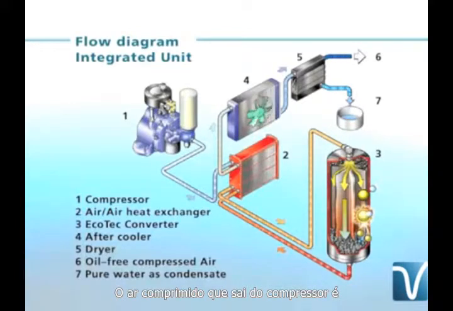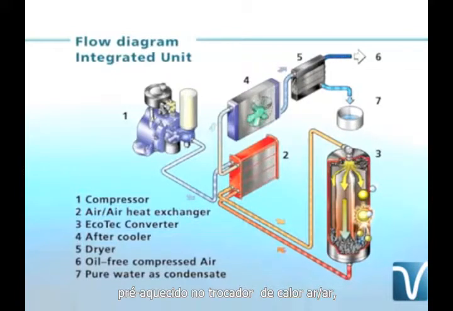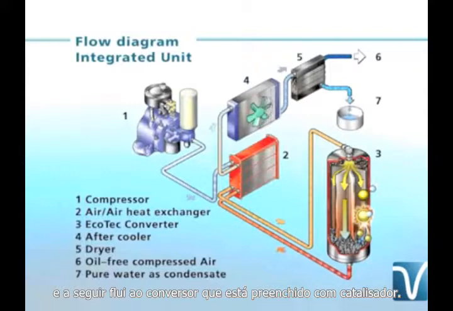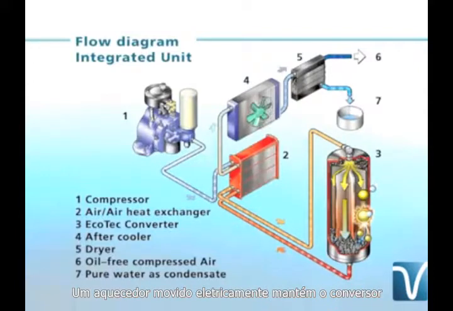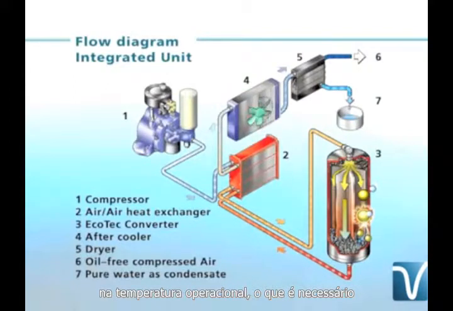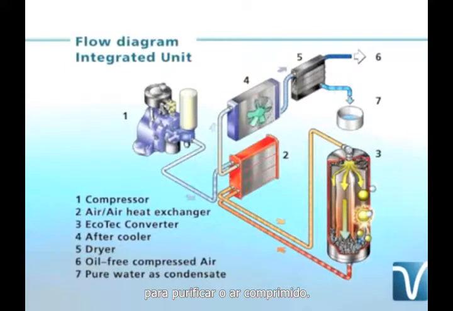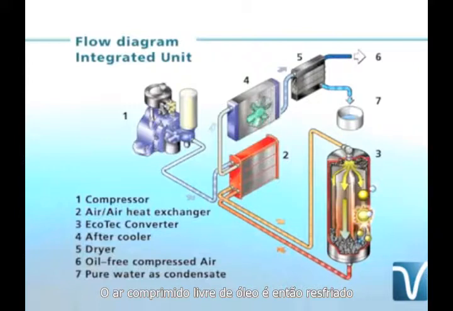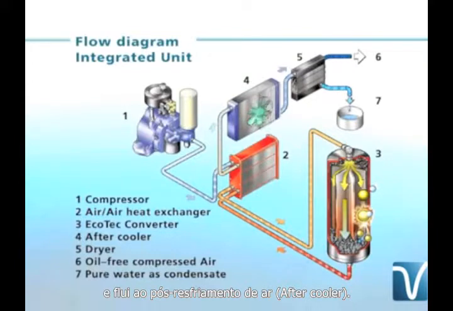The compressed air coming out of the compressor is preheated in the air-air heat exchanger and then flows into the converter, which is filled with catalyst. An electrically operated heater maintains the converter at the operating temperature, which is required to purify the compressed air. When the air flows through the converter, the hydrocarbons are catalytically oxidized. The oil-free compressed air is then cooled down in the heat exchanger and flows downstream to the air aftercooler.